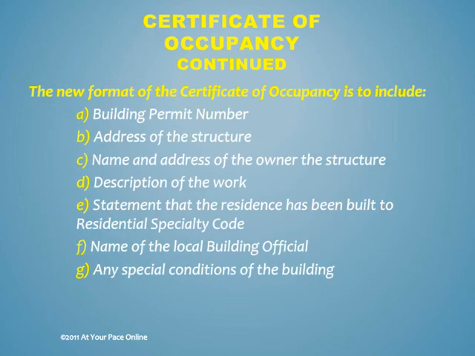Certificate of Occupancy continued. The new format of the Certificate of Occupancy is to include: A. Building permit number. B. Address of the structure. C. Name and address of the owner of the structure. D. Description of the work. E. Statement that the residence has been built to residential specialty code. F. Name of the local building official. G. Any special conditions of the building.